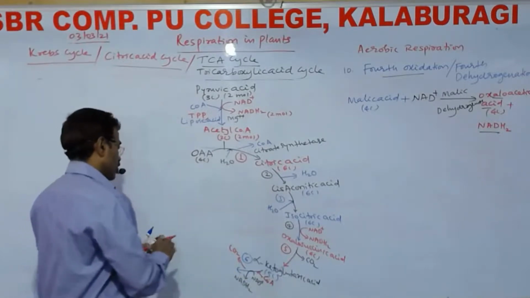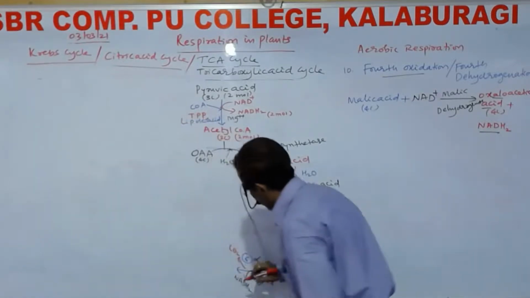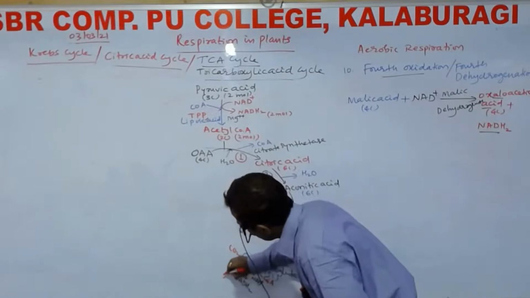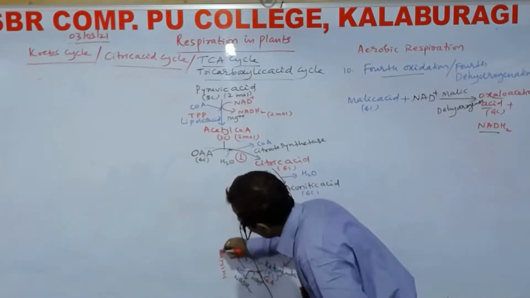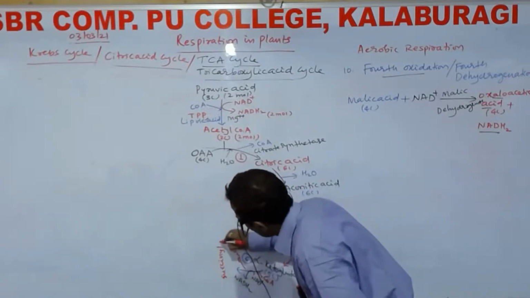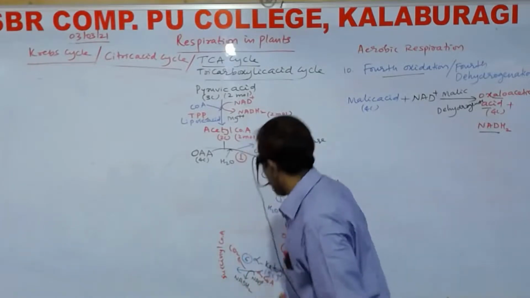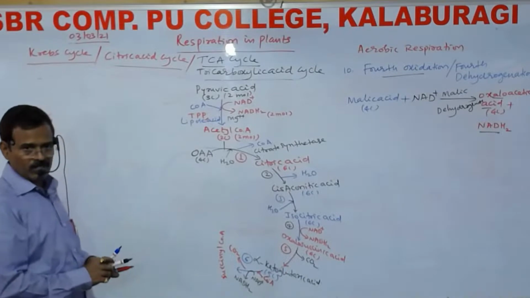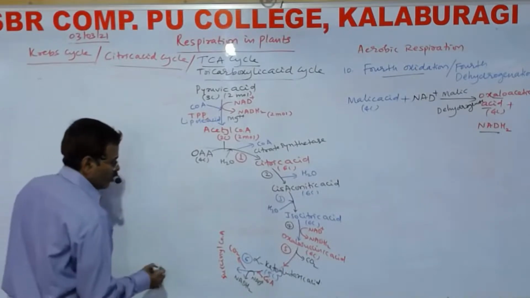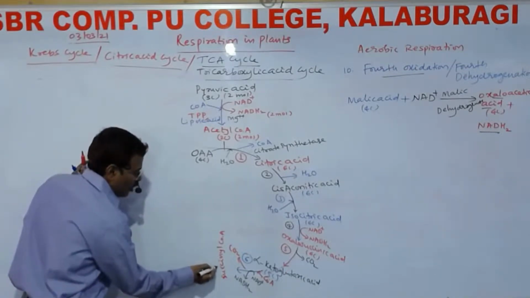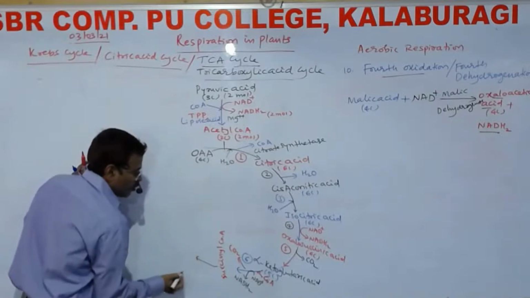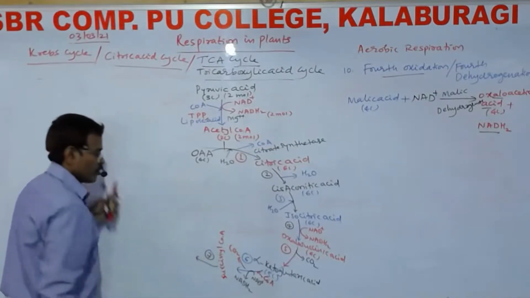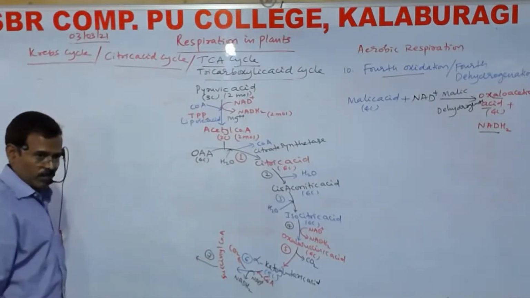And the product which is formed here, what is the product name? It is succinyl coenzyme A. This is sixth step. See the sixth step. Okay. Now, from succinyl coenzyme A, we have seventh step. What is that seventh step?